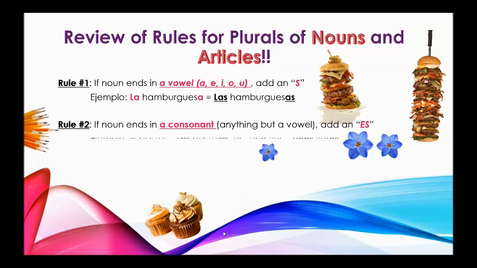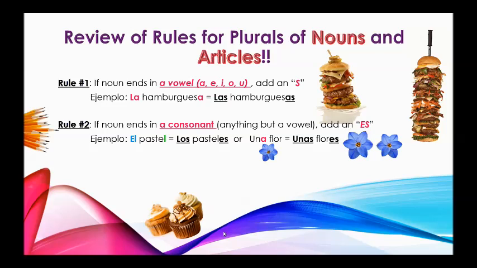Rule number 2 is if a noun ends in a consonant, which is anything but a vowel, you add an ES to the end of the noun. Por ejemplo, el pastel, the pastry, is going to change to los pasteles because el changes to los, and the L on the end of pastel is a consonant, therefore we add an ES. So el pastel changes to los pasteles.